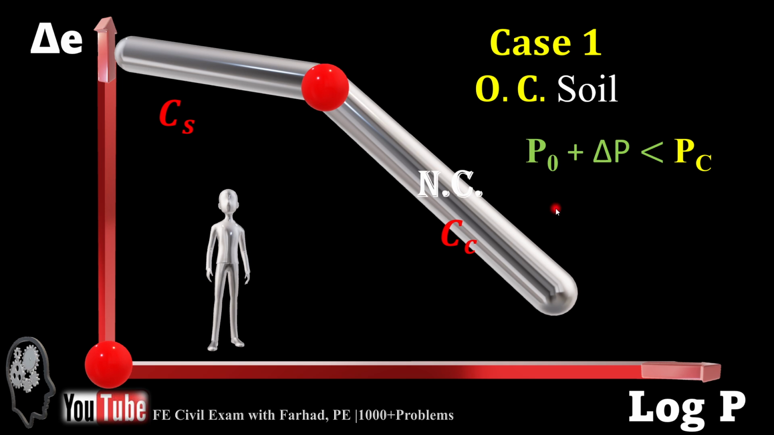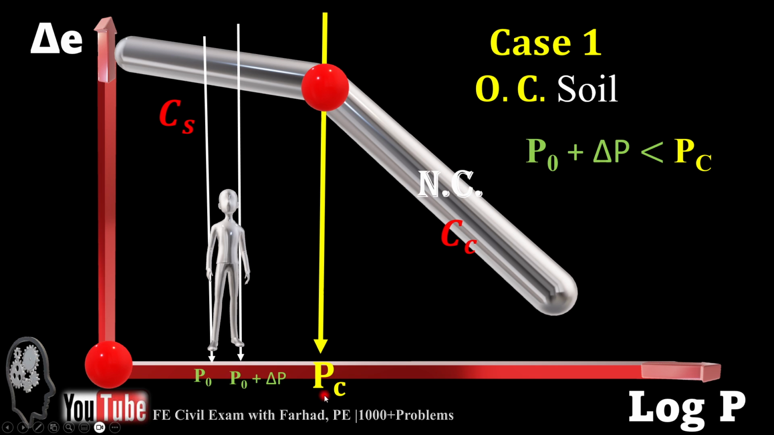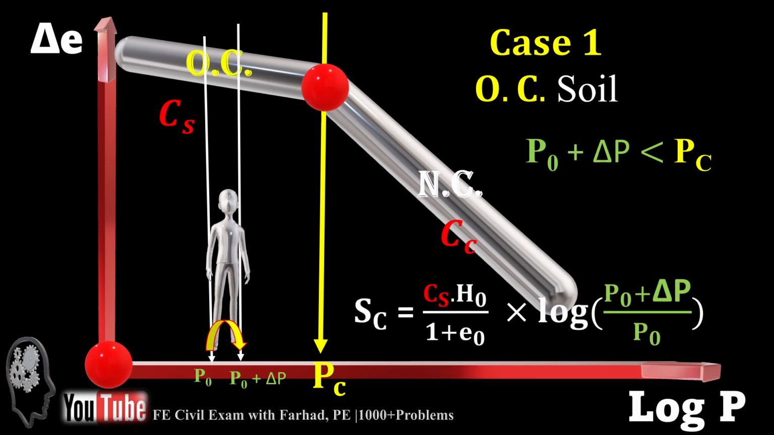Now let's go for the first case, overconsolidated soil, where you can consider both feet of a standing man as standing before PC. PC is the consolidation pressure, and that stands for the maximum pressure that the soil has experienced during its whole lifespan. As you can see, both feet of this man, P naught and P naught plus delta P, are before PC. So that's definitely case one and the overconsolidation domain.